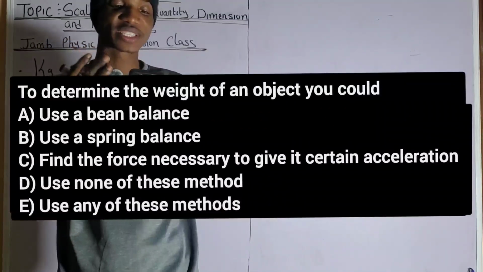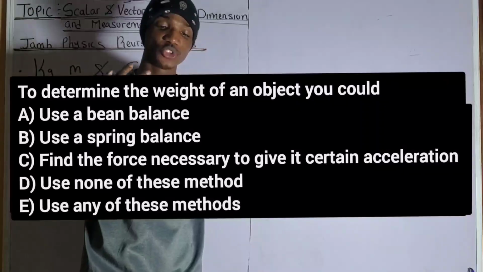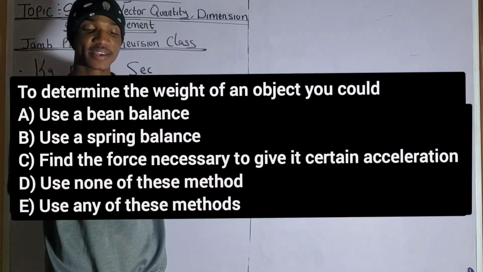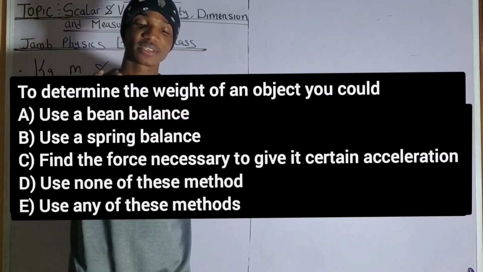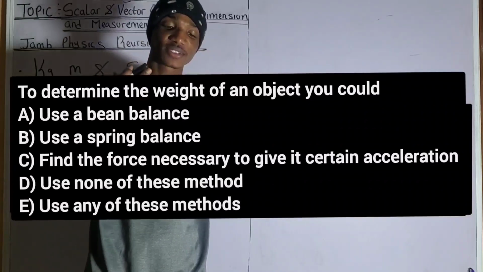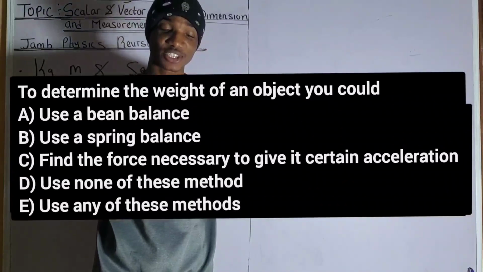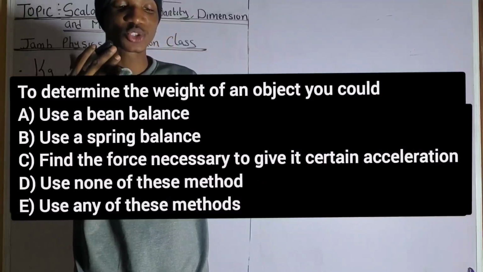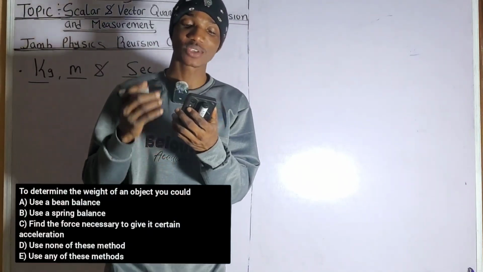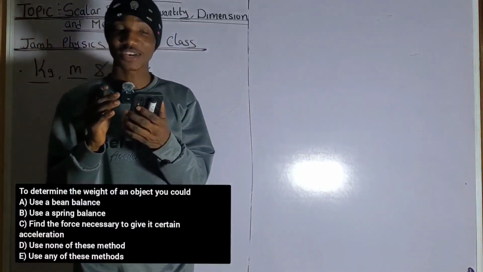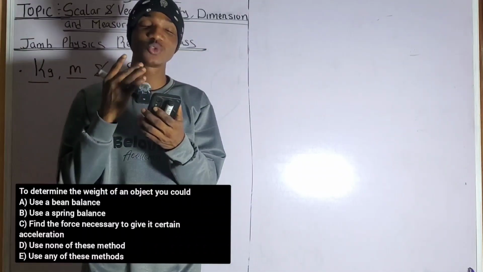To determine the weight of an object, you could use A, use a beam balance. B, use a spring balance. C, find the force necessary to give it a certain acceleration. D, use none of these methods. E, use any of these methods. Okay, now let us examine each option. Are you getting it? Now, the first option says use a beam balance.